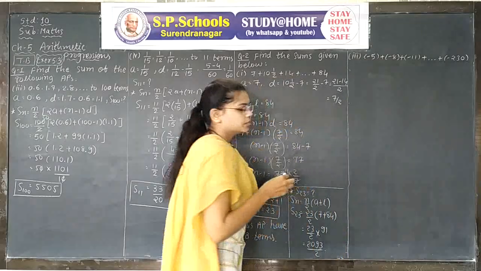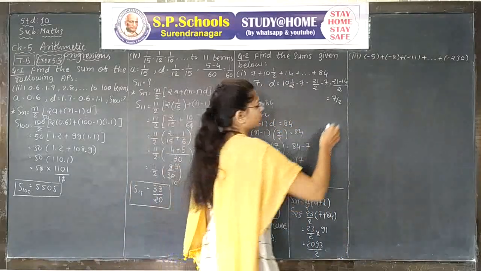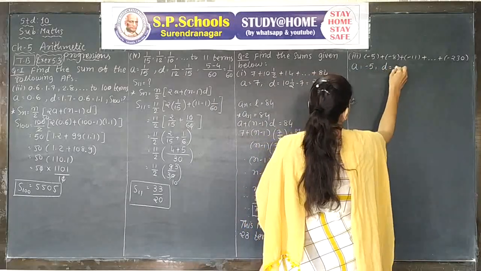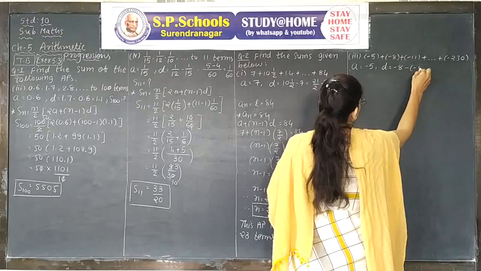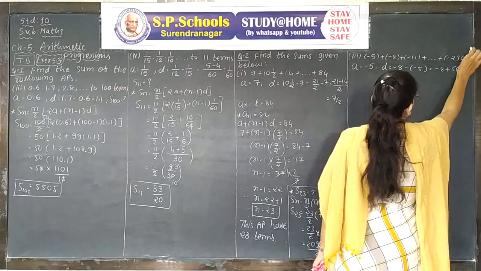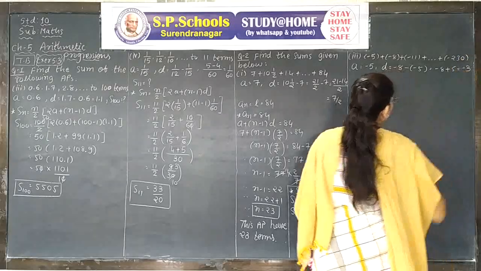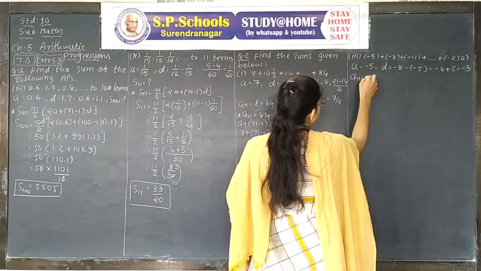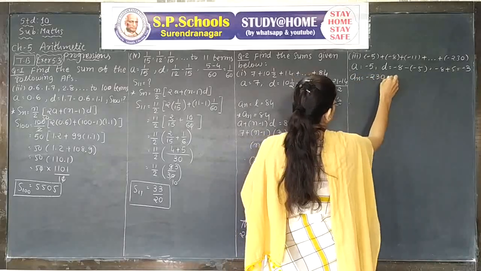See the third question. A finite AP is also given. The first term a is equal to minus 5. The common difference d is minus 8 minus of minus 5, which is minus 8 plus 5, and we get minus 3. Minus 3 is our common difference, and the last term is given, an is equal to minus 230.